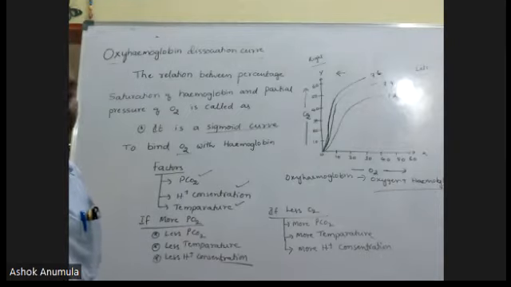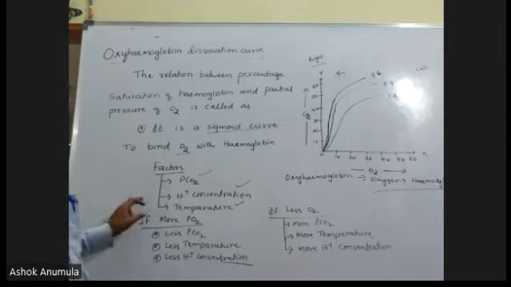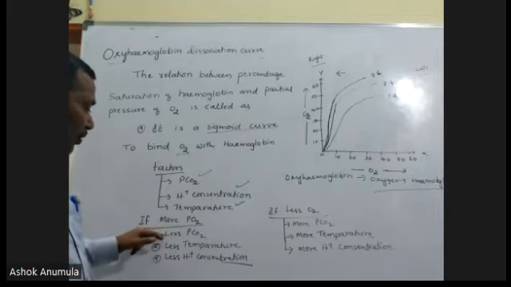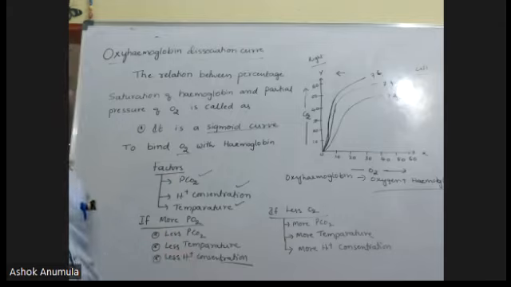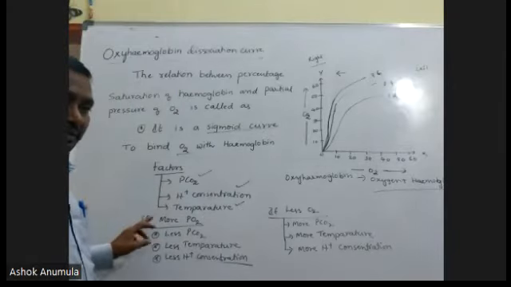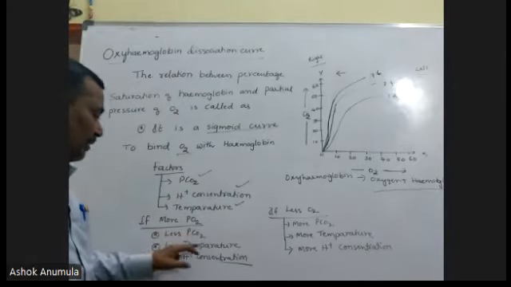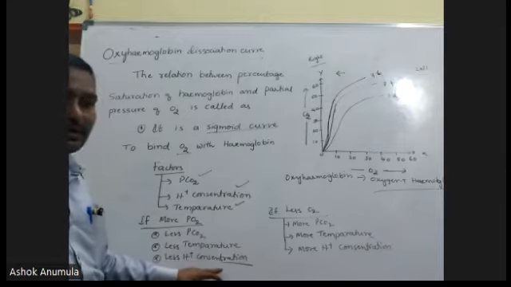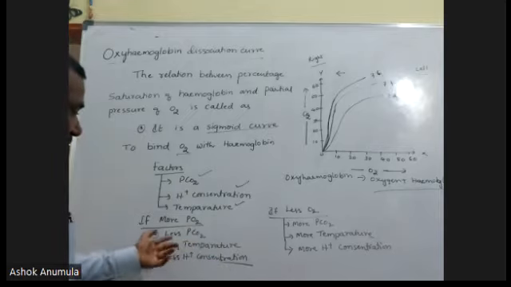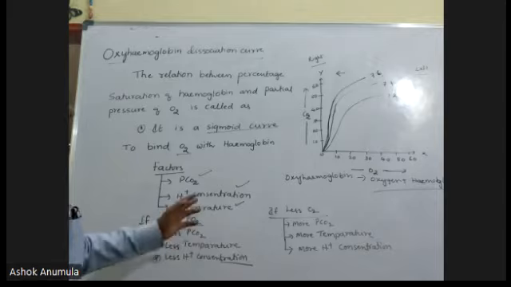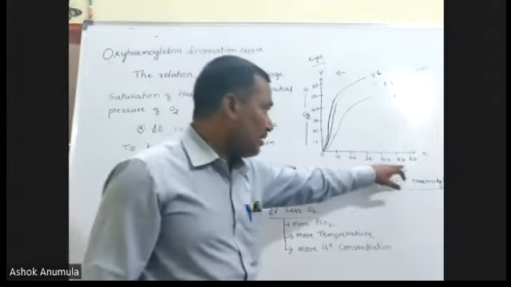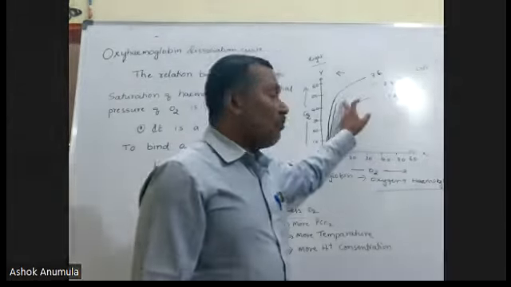The oxyhemoglobin dissociation curve depends upon PO2, PCO2, temperature, and hydrogen ion concentration. There must be a condition. If more PO2 is present, definitely less PCO2, less temperature and less hydrogen ion concentration are present. When less temperature, less hydrogen ion concentration and less PCO2 are present, at that time the oxyhemoglobin dissociation curve moves towards the x-axis, or the left side.